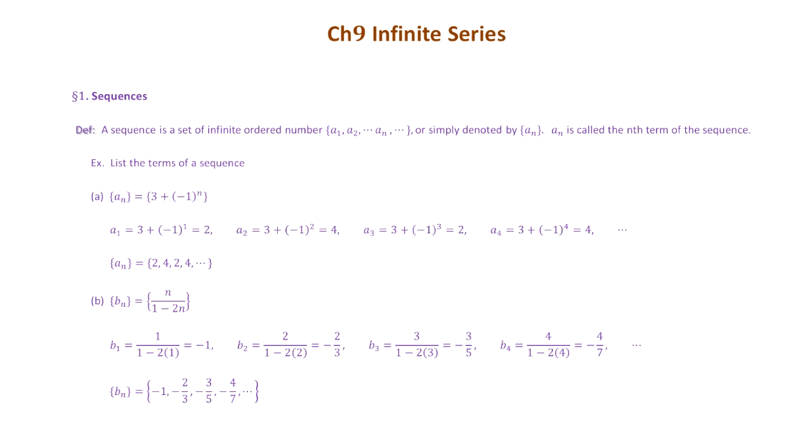So let's start from the very basic thing, sequences, in the first section. What is a sequence? A sequence is a set of infinite ordered numbers: a1, a2, a3, and so on. You get the infinite set of numbers in order. I think a sequence is easy to understand.